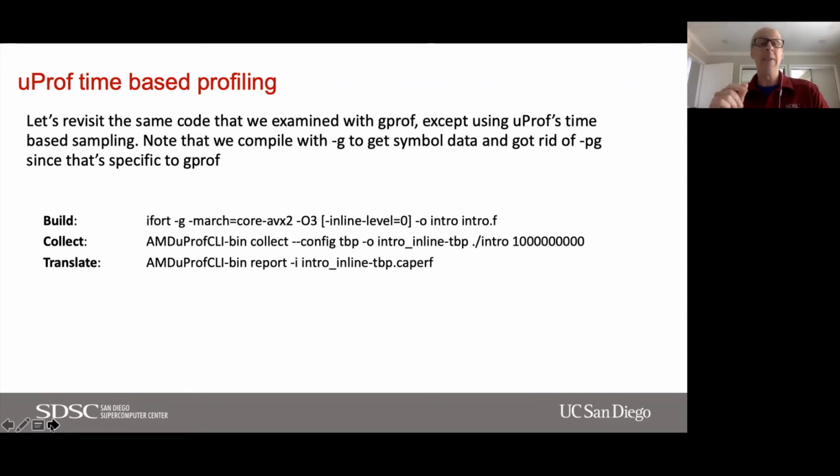We then do the collect stage. This is what we call the AMD uprof CLI bin tool. First argument is collect. We're setting the configuration to time-based profiling with --config TBP. We're then going to call the output intro_inline-TBP. And then I'm going to execute the code. And this, again, we're going to set the input, the command line parameter, to 1 billion. And then we do the translate phase. So again, AMD uprof CLI bin, in this case, report instead of collect. And I'm going to specify as input the CA perf file that I had just generated.